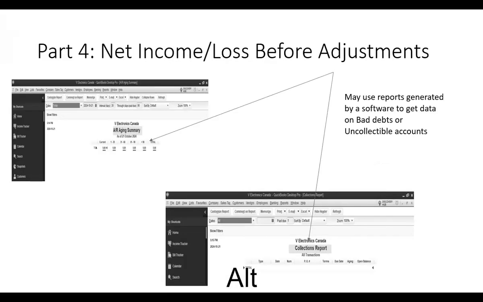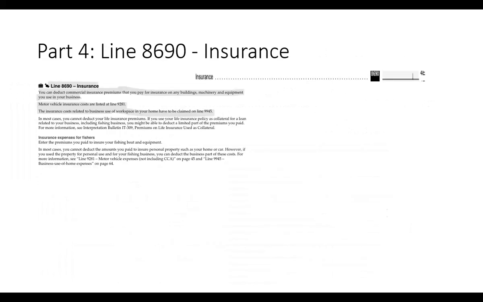So we go back here and we look at insurance. You can deduct commercial insurance premiums that you pay for insurance on any buildings, machinery, and equipment you use in your business. So this has to do with your business property, whether it be your building, your warehouse, your distribution center, whatever you use for your business, your machinery, as well as the equipment that you use. Let's say you're a contractor, you use tools and equipment.